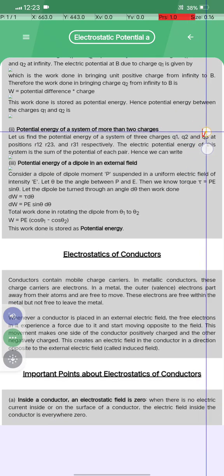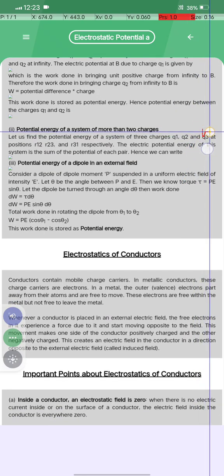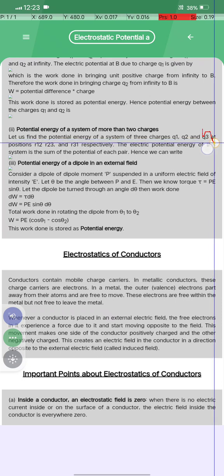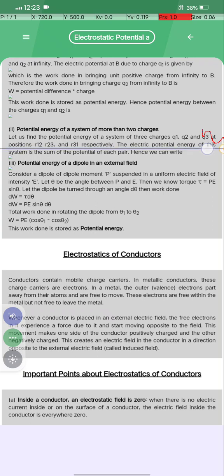Potential energy of a system of more than two charges. Let us find the potential of a system of three charges q1, q2 and q3 at the positions r12, r23, and r31 respectively. The electric potential energy of this system is the sum of the potential energies of each pair, hence we can write.